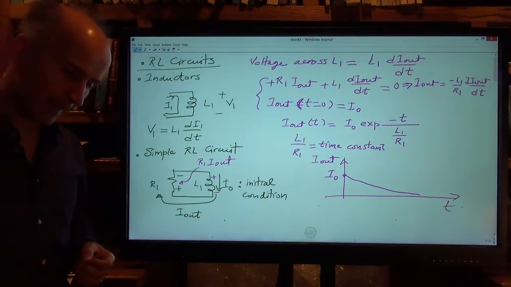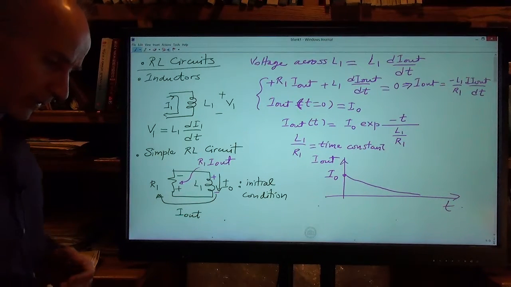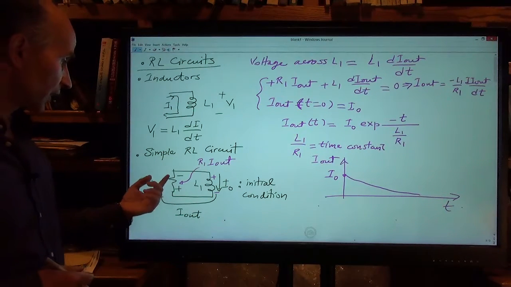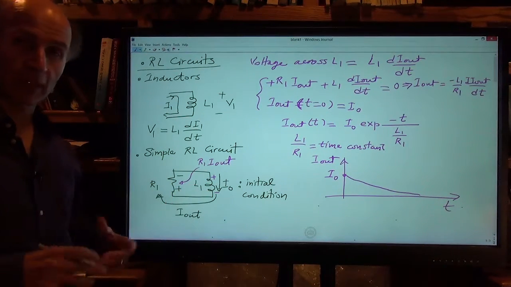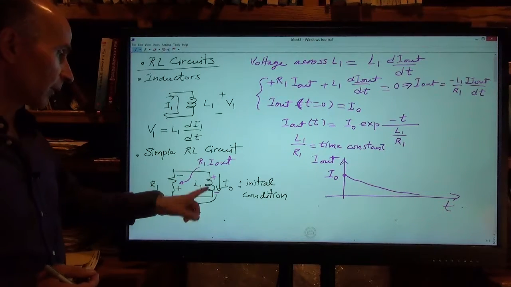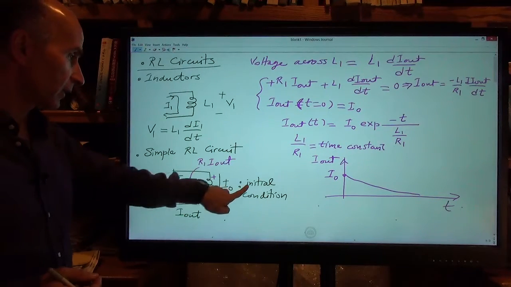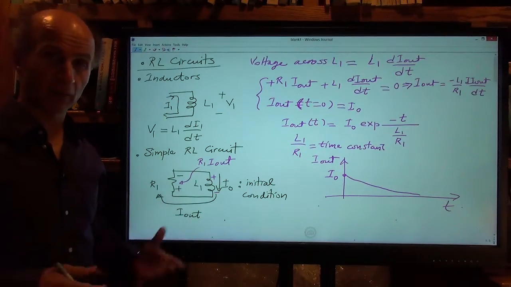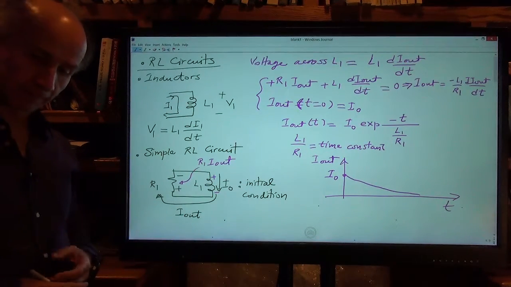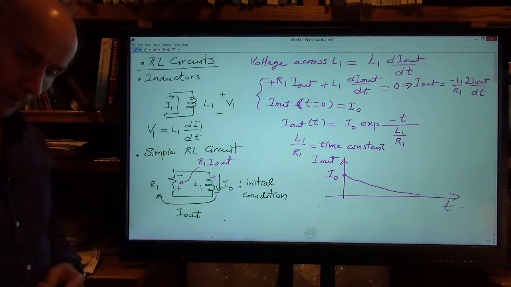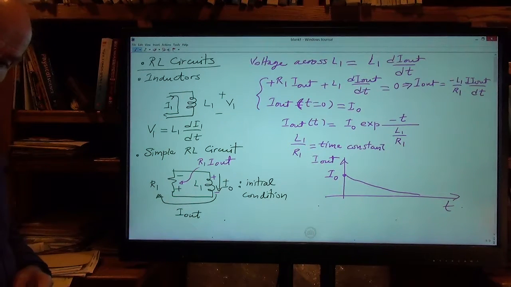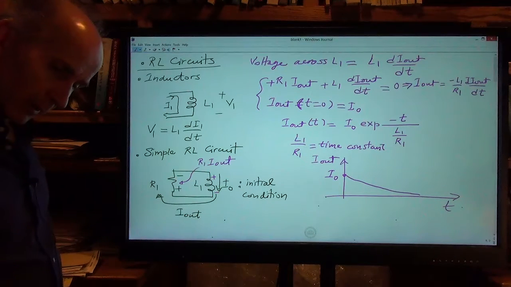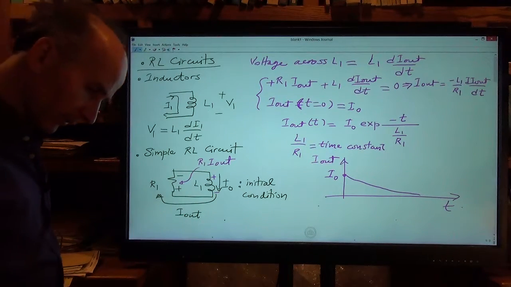Okay, so that's an example of a simple RL circuit that consists of just a resistor and an inductor, nothing else in the world. And all we did is we gave an initial current to the inductor so that the circuit actually does something interesting, right? Otherwise, there wouldn't be anything. All right, so that's one interesting example. Let me give you another example to see how that comes about.